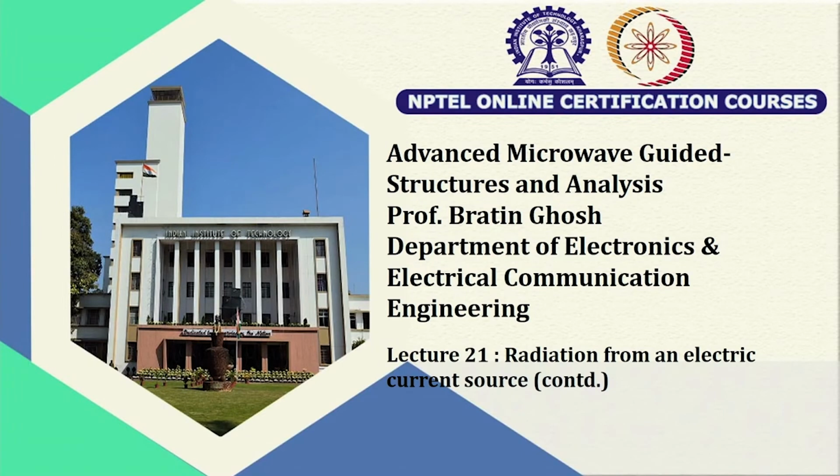Welcome to this lecture on the continuation of the radiation from an electric current source in a homogeneous medium. We have covered the derivation of the Helmholtz equation from the electric current source through the intermediary of the vector potential. Now, we are going to investigate how the Helmholtz equation, which is a very central equation in electromagnetics, helps us to calculate the electric and magnetic fields radiated by the current source.